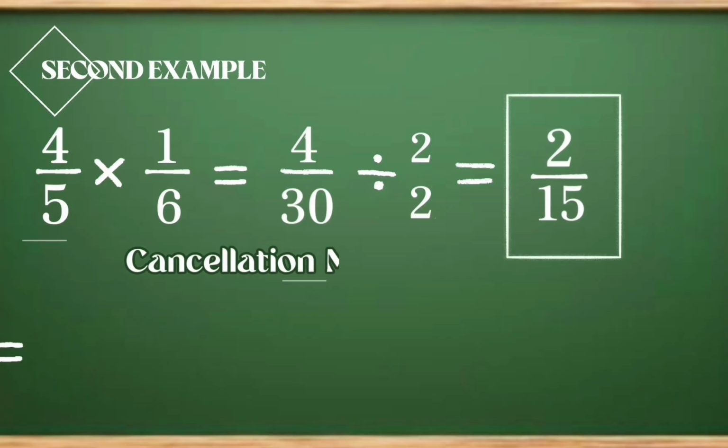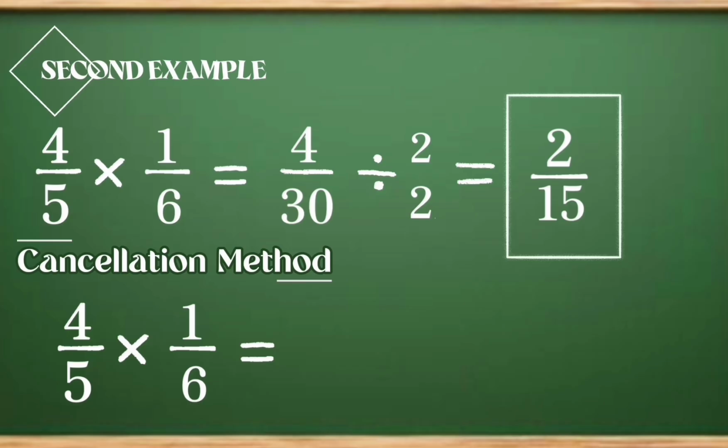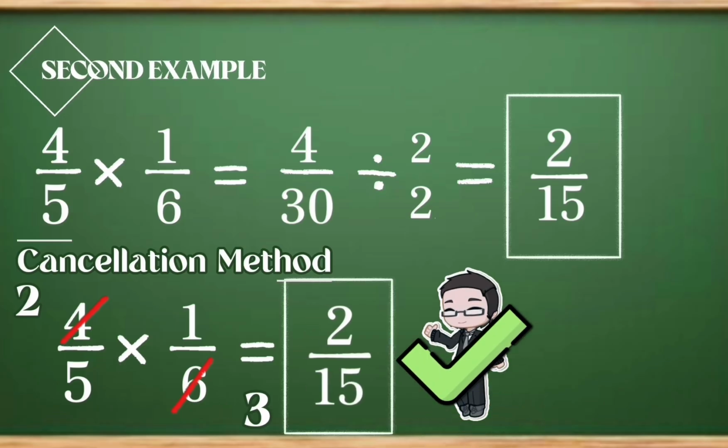Now let us try the cancellation method. Can you find a numerator and denominator which have a common factor? Very good. 4 and 6 have a common factor of 2. Now let us divide them by 2. 6 divided by 2 is 3, while 4 divided by 2 is 2. Now let's multiply them. 2 times 1 is 2. 5 times 3 is 15. Now, we got the same answer.